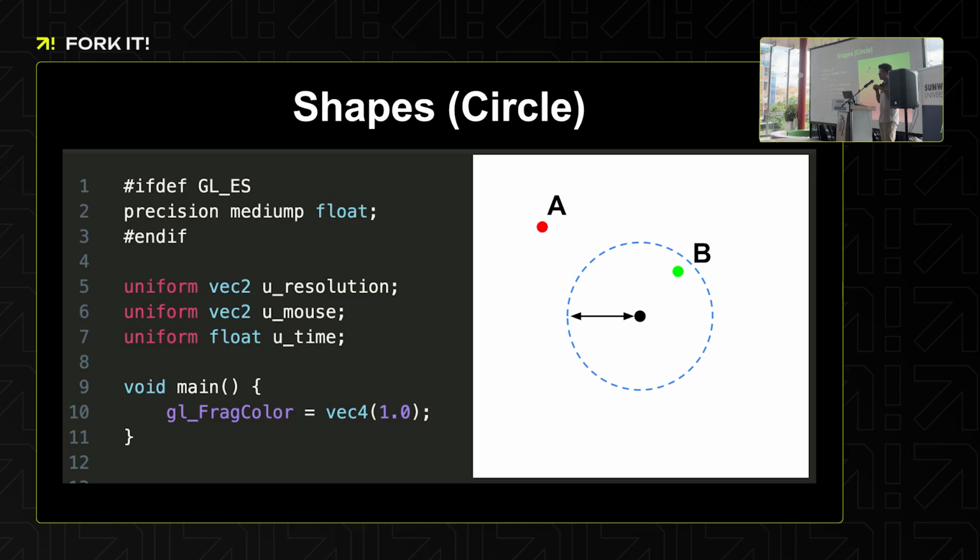So if the pixel is inside the circle, we are going to set the color here to black or to the color of the circle. And if it is outside, we are going to set the color to the background color. So let's see how we can do this.